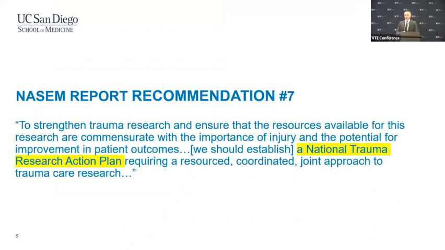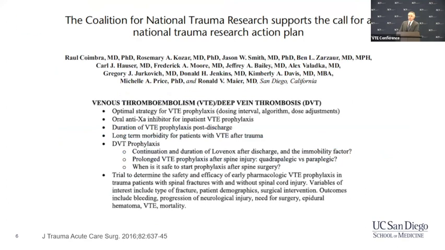And just a specific text from that NASEM report, recommendation number 7: to strengthen trauma research and ensure resources available that are commensurate with the importance of injury, we should establish a National Trauma Research Action Plan. And so with those marching orders, we moved forward. There was a first attempt at this, which was done by an expert panel who convened and basically came up with their ideas for what should be some specific research areas.